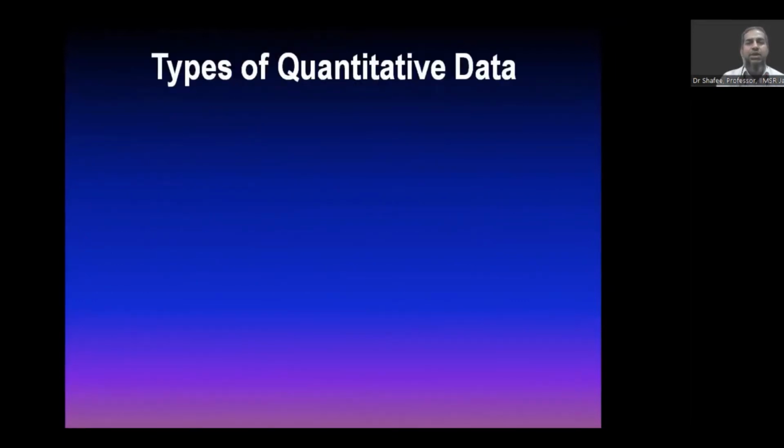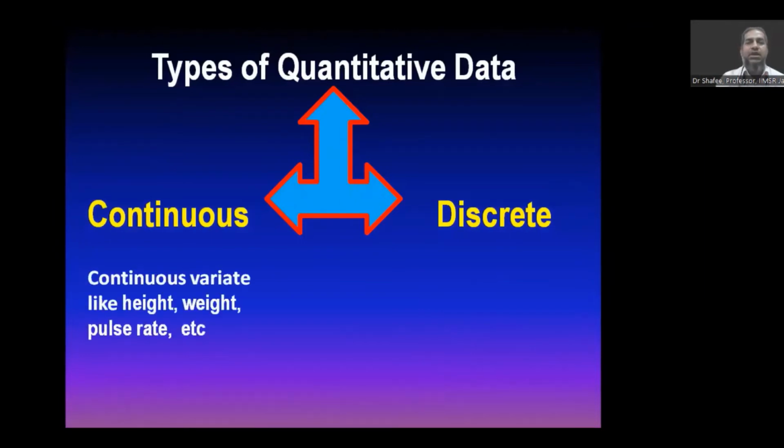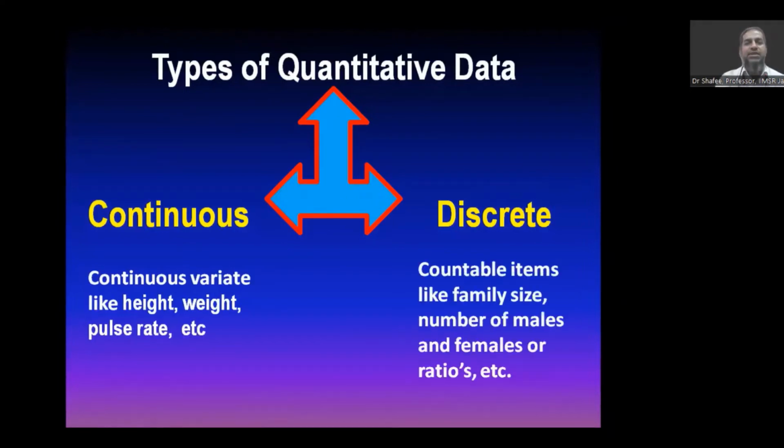Coming to the types of quantitative data. So there are again two types. One is continuous type of data and second is discrete type of data. So what is continuous type of quantitative data? It is like height, weight, pulse rate. So which is continuous, which can go on changing. And in case of discrete data, it is countable items like family size, number of males and females, ratios, etc.